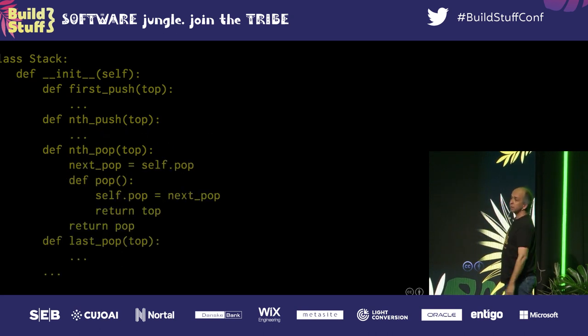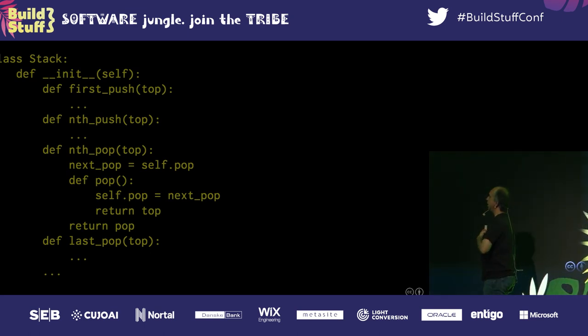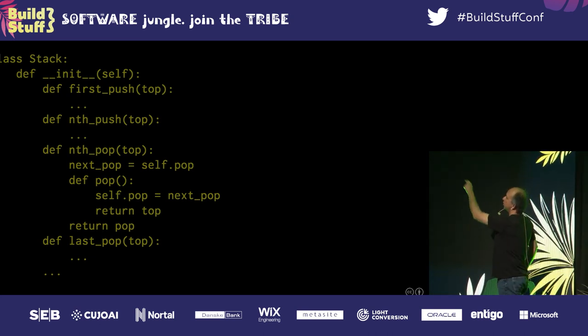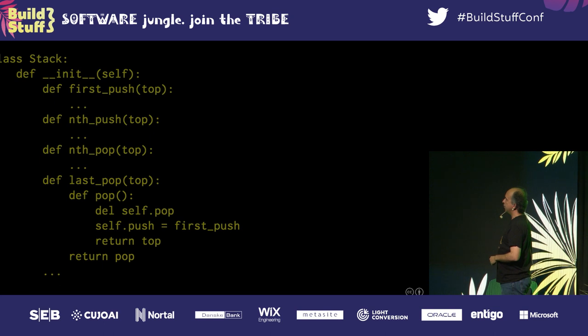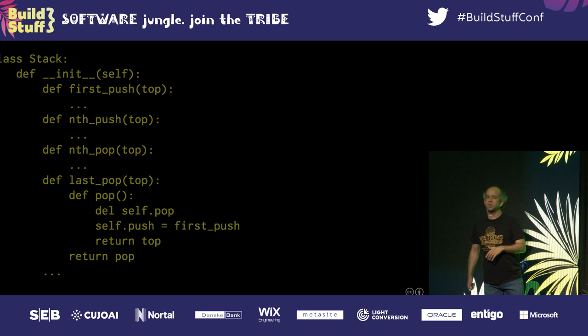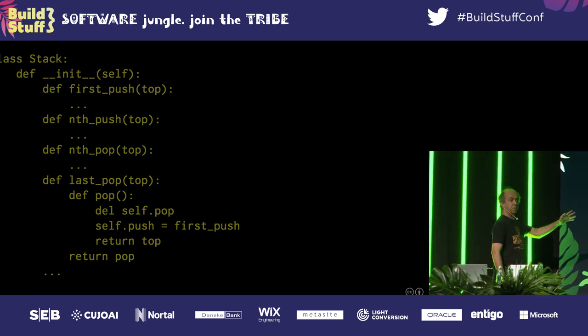The nth pop, this is where it gets fun. We make a note of our own old pop operation. Then we've got a new pop operation that returns our local variable, which captures the closure. And then we return the new operation. And then the last pop, all of that, again. So what we actually end up doing is creating a linked list of operations in memory that are joined by scopes.